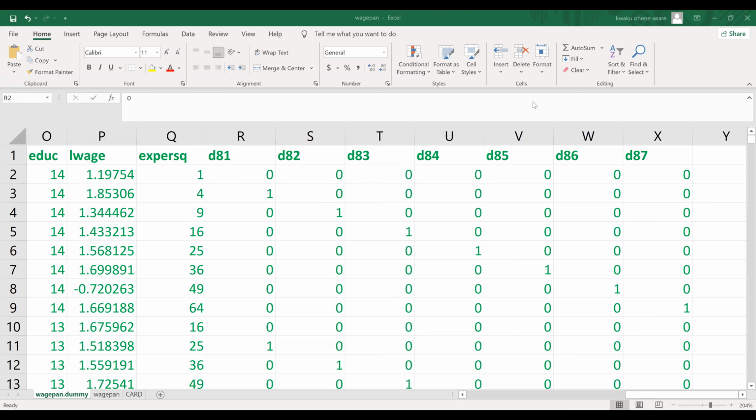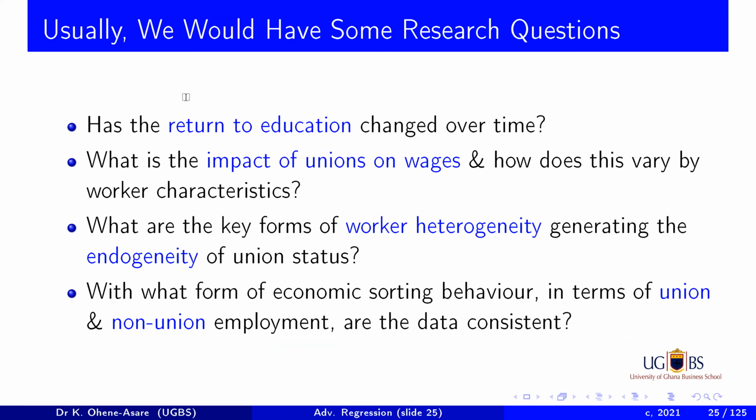Research questions. Question number 1. Has the return to education changed over time? Which variable will we be checking that? Has the return to education changed over time? Which variable are we going to use to answer that question?